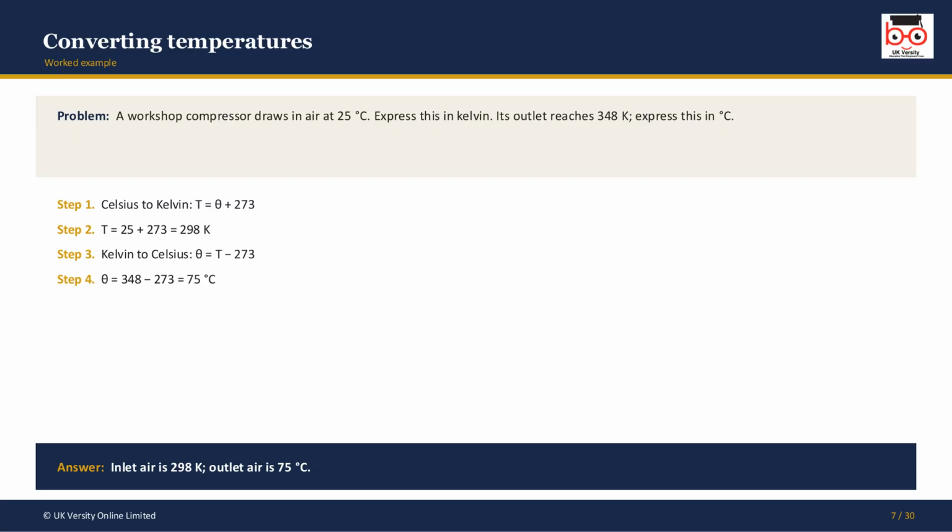Let's practice converting. A workshop compressor takes in air at 25 degrees Celsius, and we want that in Kelvin. Adding 273 gives 298 Kelvin. Its outlet, meanwhile, reaches 348 Kelvin, and we'd like that back in Celsius. Subtracting 273 gives 75 degrees Celsius, so the inlet air is 298 Kelvin, and the outlet air is 75 degrees Celsius, the same physical temperatures, just written on the two different scales.